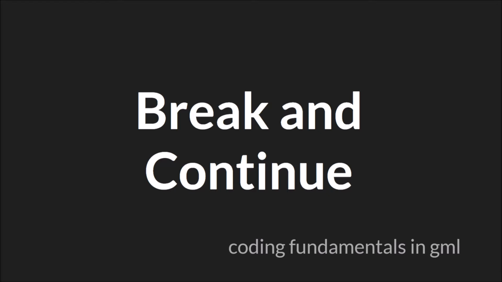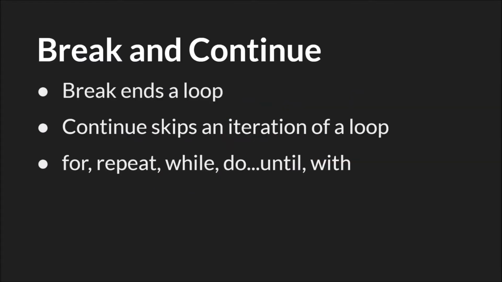In this tutorial, we'll be talking about the keywords break and continue. Break and continue are keywords in GameMaker Studio 2. Break ends a loop immediately, and continue skips an iteration of that loop. In other words, it ends that portion of the loop, but it doesn't break out of the whole loop. Both break and continue can be used with for, repeat, while, do until, and with loops.